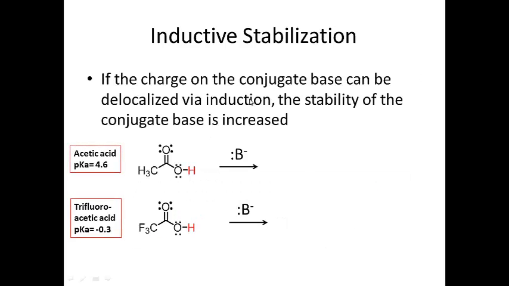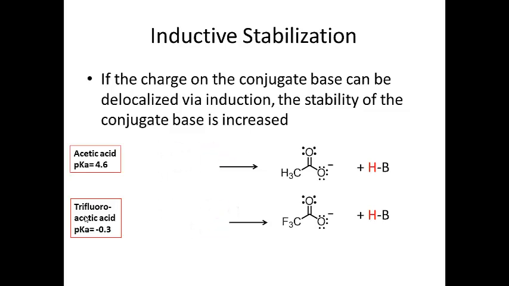All right, so let's look at another example here. Again, we're going to look at acetic acid, which has a pKa of 4.6, and then trifluoroacetic acid, which has a pKa of negative 0.3. When we look at these two acids and we go through the mechanism, we show the arrows going from acid plus base to conjugate acid plus conjugate base. These are my two conjugate bases. And for inductive stabilization, if we can take the charge on the conjugate base and delocalize it through induction, then that charge is going to be more stable.